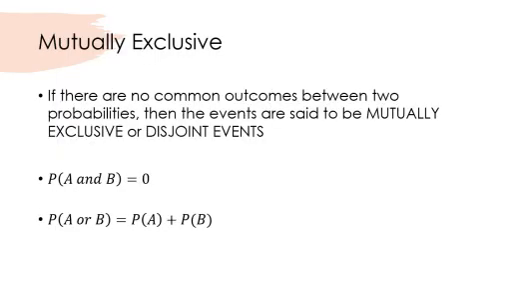Next up is mutually exclusive. Okay, so when something's mutually exclusive, that means they have no outcomes in common. They are completely separate from each other, so there's no overlap. For example, the probability of rolling a 3 or a 4 on a die would be mutually exclusive, because they're separate.